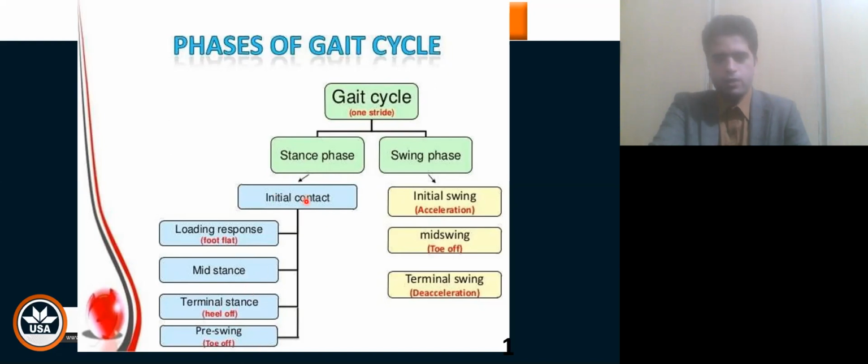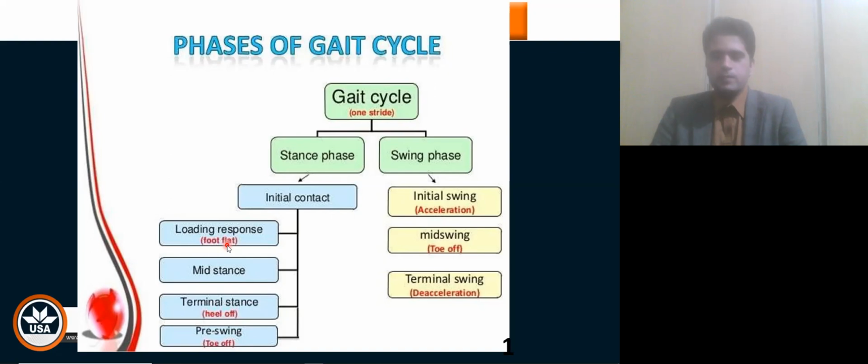So that is the initial contact. Loading response is also known as foot flat. So there are two ways to describe it. Initial contact or heel contact, same thing. Loading response or foot flat are basically the same thing. Okay, now this loading response period usually coincides with the end of the initial double limb support at approximately 10 to 12% of the stride.